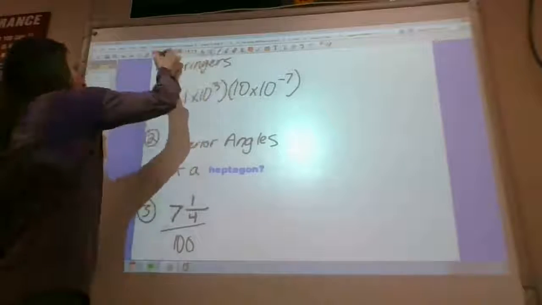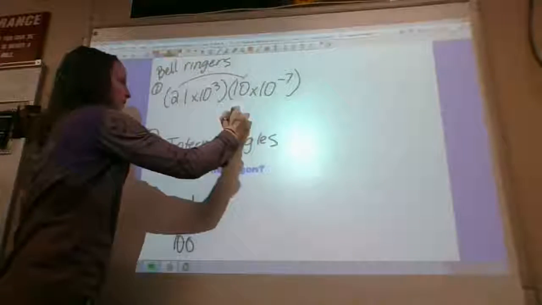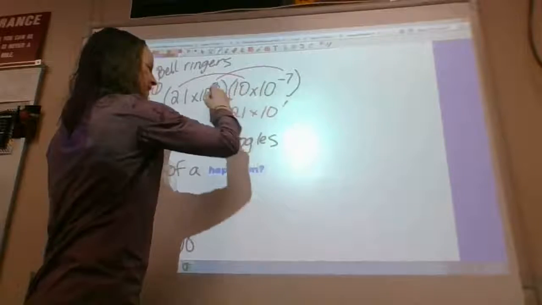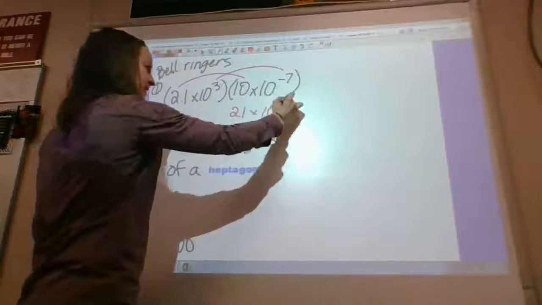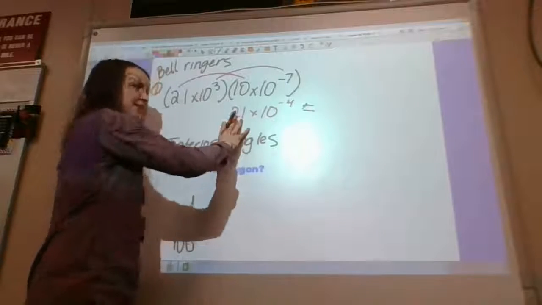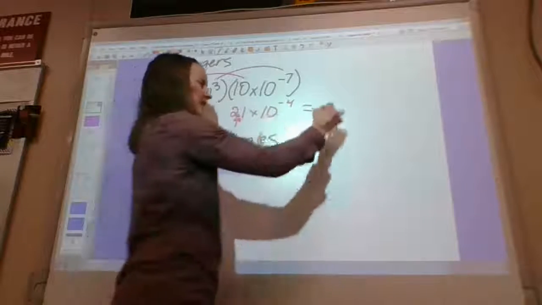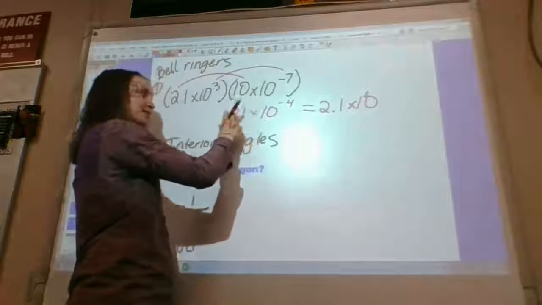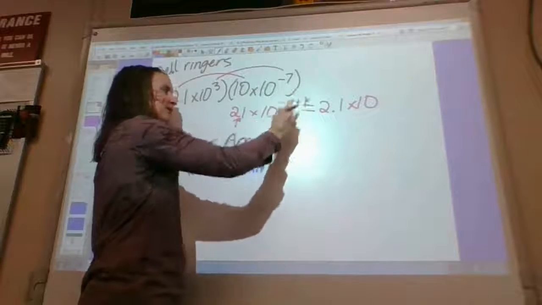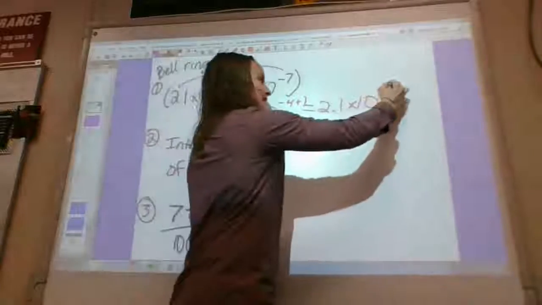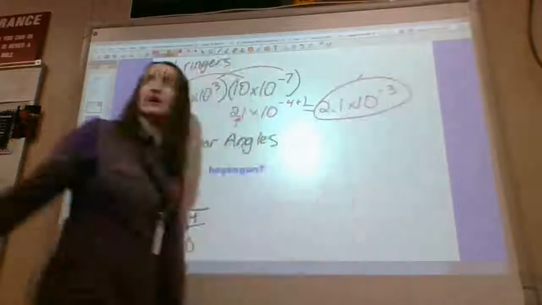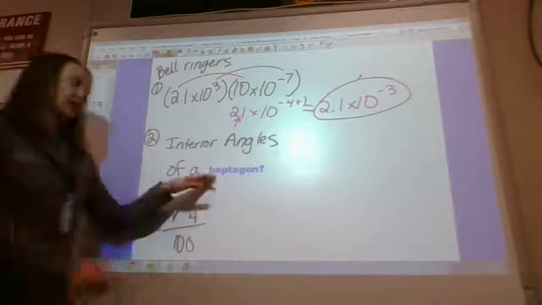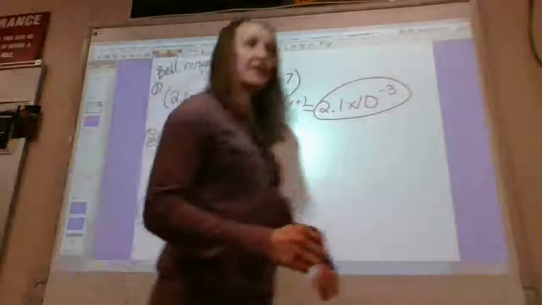So the first thing we do is we're going to multiply these two numbers. So you're going to get 21, and you add the exponents, and 3 plus a negative 7 is negative 4. But this isn't scientific notation. The decimal has to go right there. So you go 2.1. And since we made this smaller, we have to make this larger by 1. So negative 4 plus 1 is negative 3. And there we go.